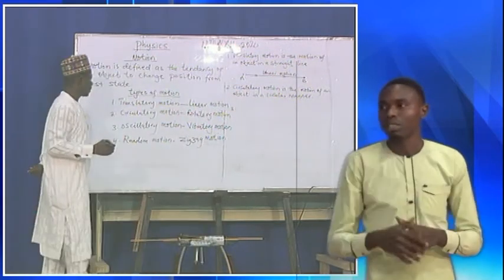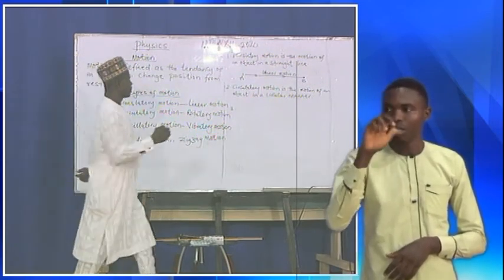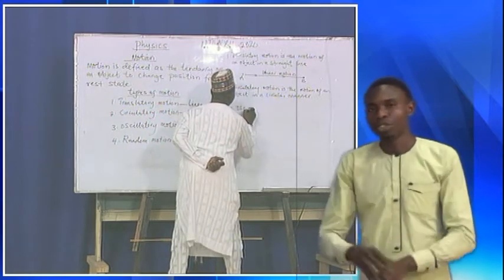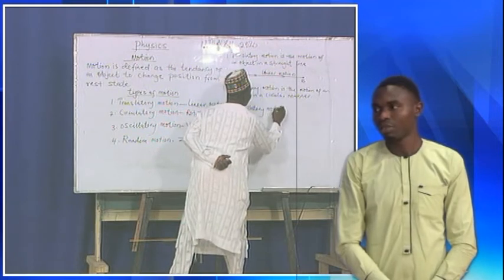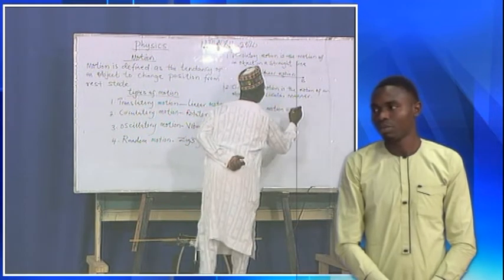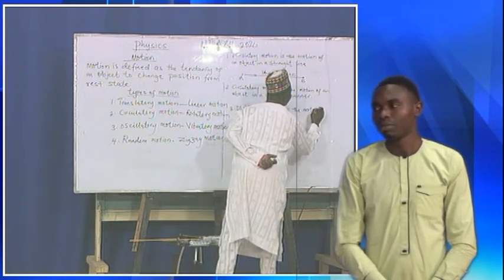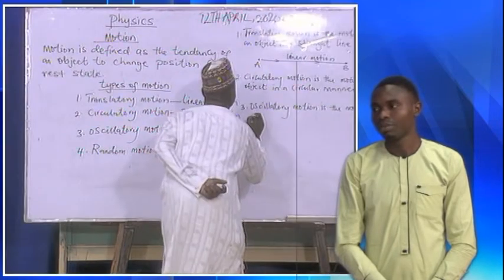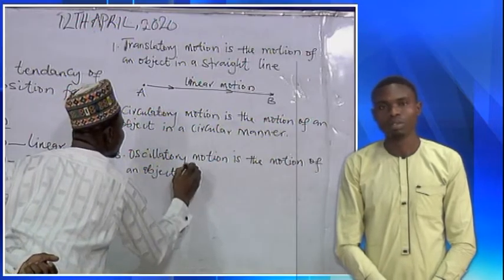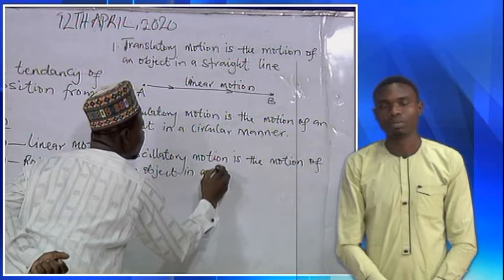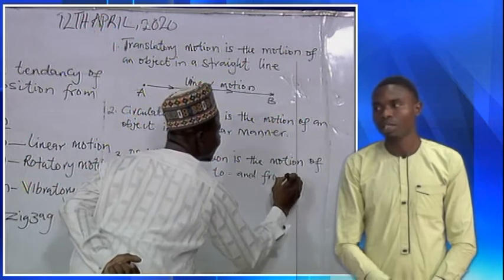Please, number 3 is what? Children, what? Oscillatory motion. Oscillatory motion is in a to and fro manner. Please, to and fro manner.